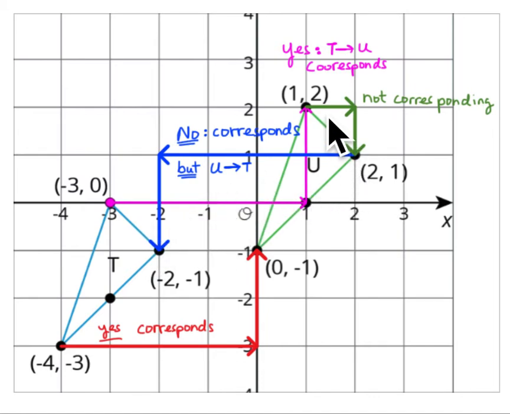And the last one is this green one here. It's moving from point 1, 2 to point 2, 1. Well, those are actually 2 points within the same triangle. They do not correspond to each other, so they're not moving triangle T to triangle U. They're just translating one point to another point. So this is activity 5.1, translating coordinates.